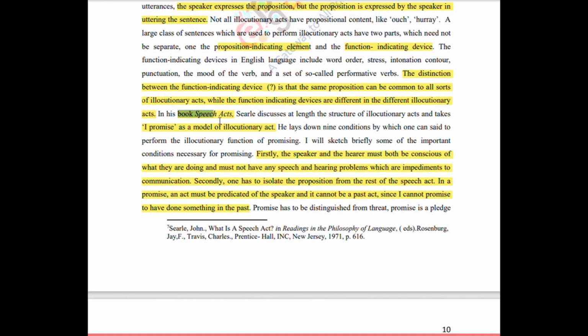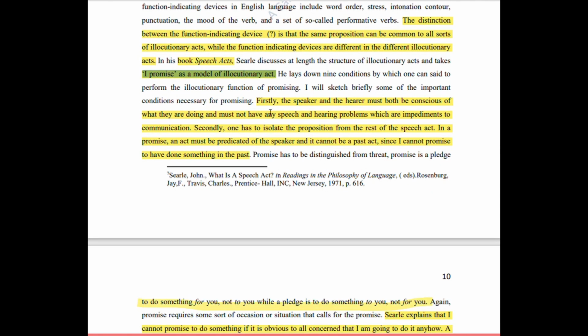He has written the book Speech Acts, where he talked about the illocutionary act, and he has given the example I promise as a model of illocutionary act. Let us understand this one by one.